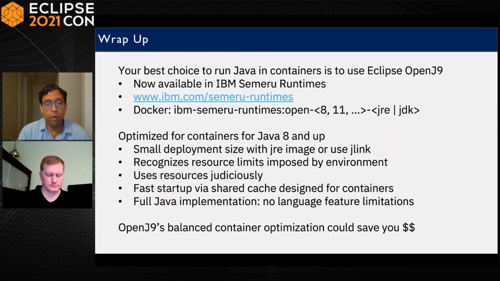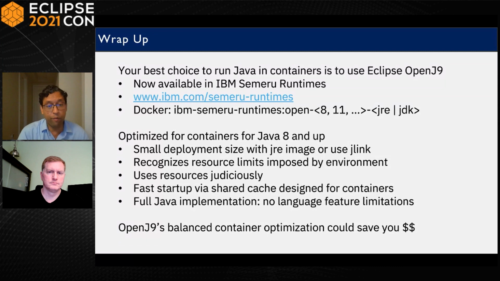In this presentation, you heard about several innovations that we've done in the OpenJ9 JVM. It makes it, in our opinion, your best choice to run Java in containers. The OpenJ9 JVM is available in IBM Semeru Runtimes. The link is shown on the page there. You can also pull the Docker images using the tag shown there.